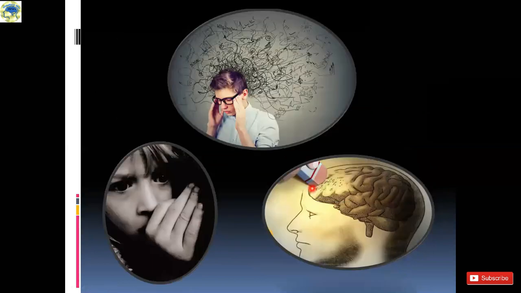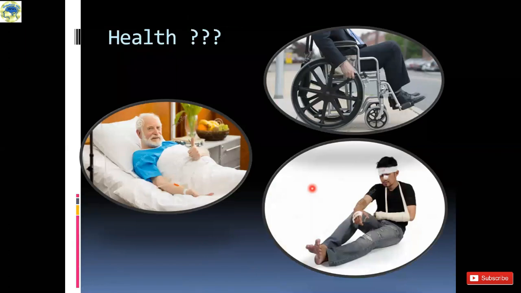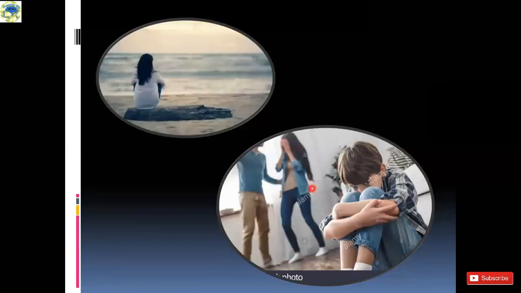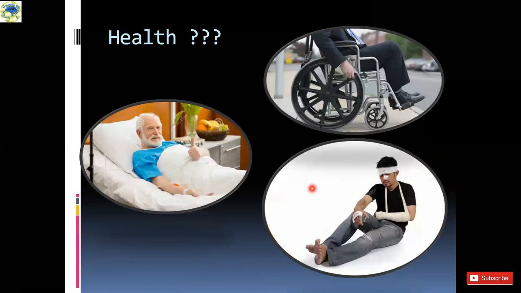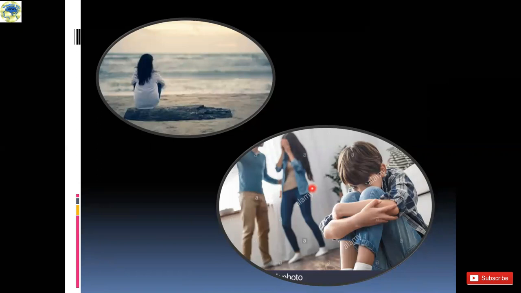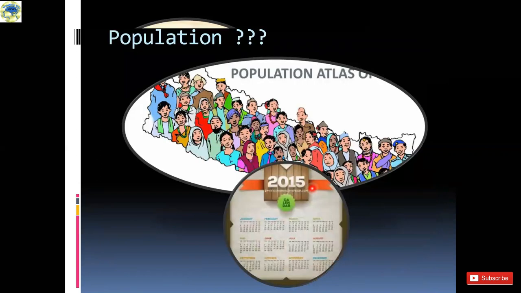So to define health, we should have three things. First is physical well-being, second is mental well-being, and third is social well-being. According to WHO, we should have three different well-beings to be healthy. So let's go to another slide.